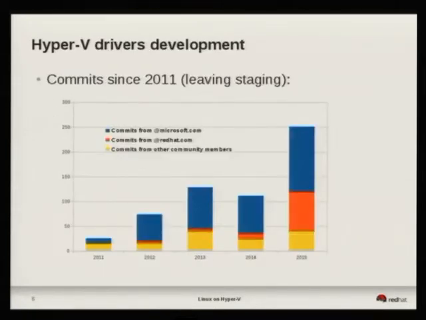So who develops them? Of course, this effort is mainly driven by Microsoft themselves, because they are interested in Linux working as a good guest on Hyper-V. At the same time, as you can see, community involvement in the development process is growing. Last year, only half of all commits came from Microsoft. The other half came from the community, and namely, one third of all commits in the Hyper-V space came from Red Hat. So we are doing something there.